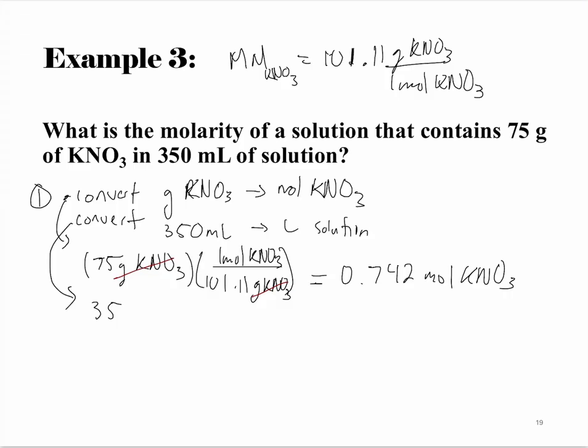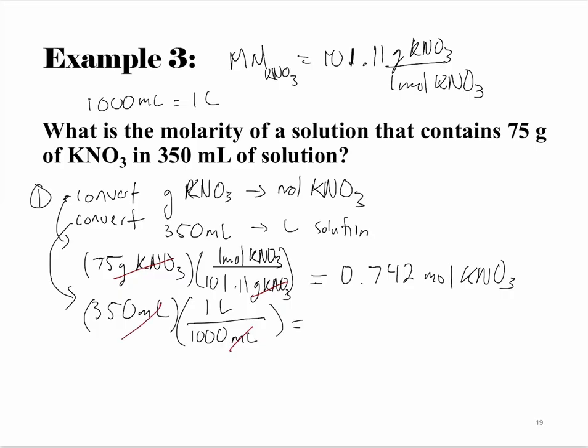Then we have to convert 350 milliliters into liters. So 350 milliliters. What goes in the numerator and what goes in the denominator to do this conversion? What goes in the denominator? 1,000 milliliters. In the numerator, we get 1 liter. Right, we want units of liters to cancel out. Our conversion is 1,000 milliliters equals 1 liter. Units cancel out, we're left with units of liters, so we get 0.35 liters of solution.